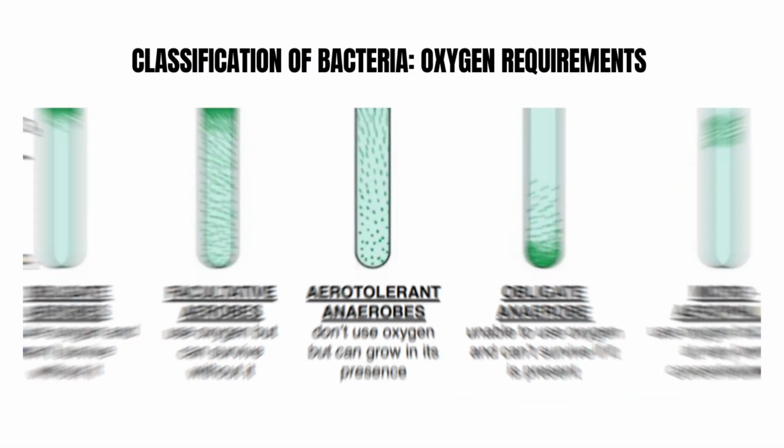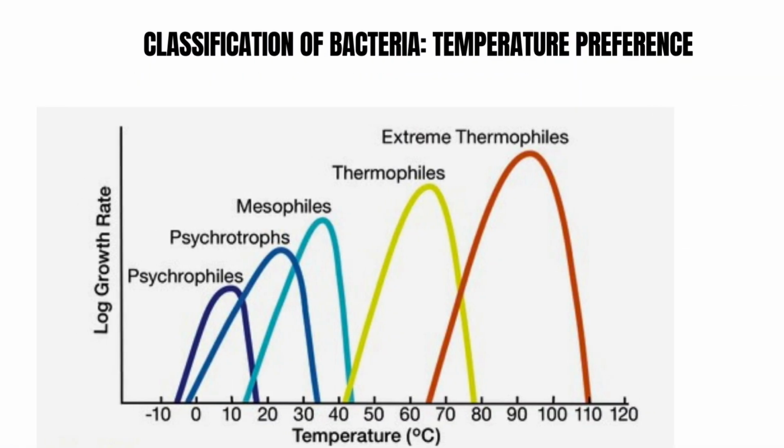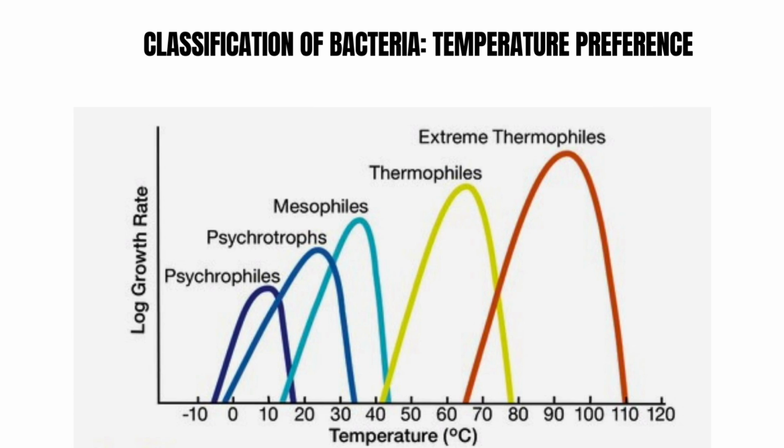Another classification of bacteria is based on their temperature preference. We have those that can grow and survive at extremely high temperature. They are the extreme thermophiles. Those that can grow and survive at high temperatures, they are the thermophiles. Those that can grow and survive at moderate or optimum temperature, they are the mesophiles. And those that require a very low temperature, they are the psychrophiles. So this is the classification of bacteria based on their temperature preference.